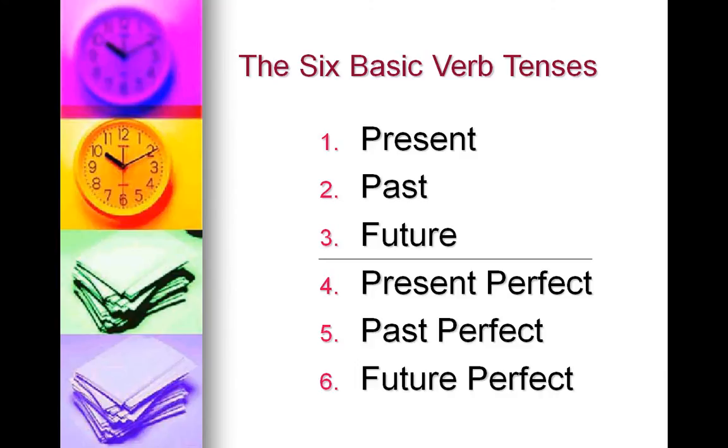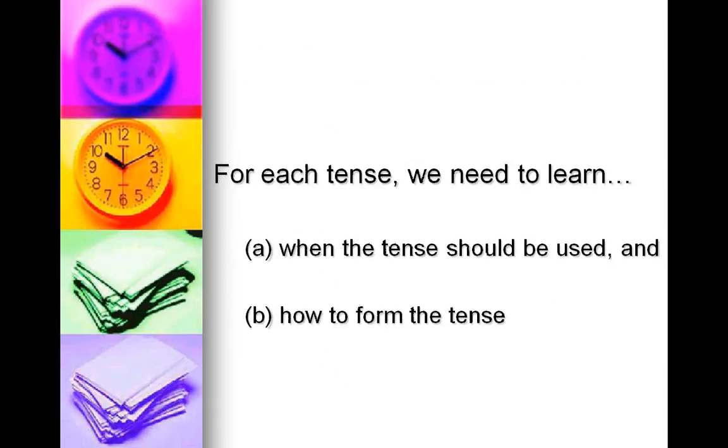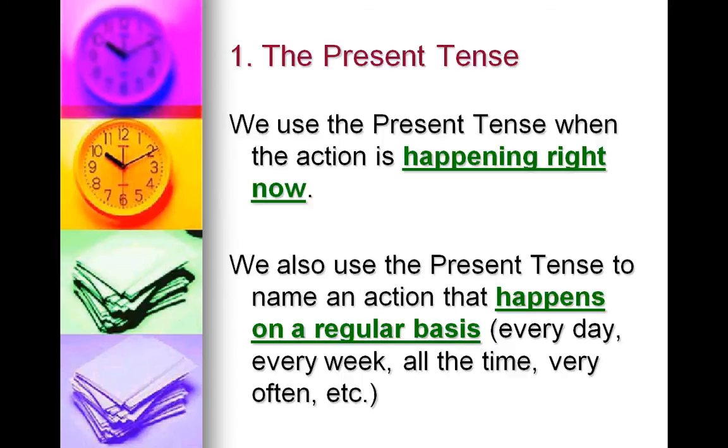And then we'll slow down with the 3 perfect tenses that take a little bit more concentration, a little bit more explanation. For each tense, we need to know when the tense gets used, and we need to know how to form the tense. The present tense is probably the easiest of them all. It's the tense that we use for a verb or an action that's happening right now, right this instant.